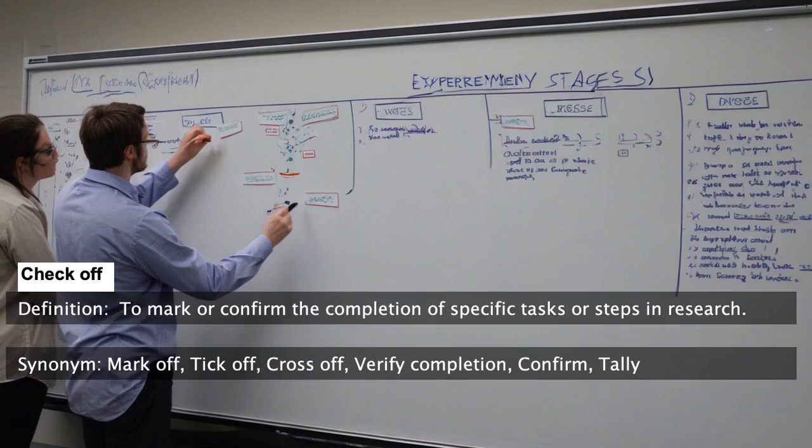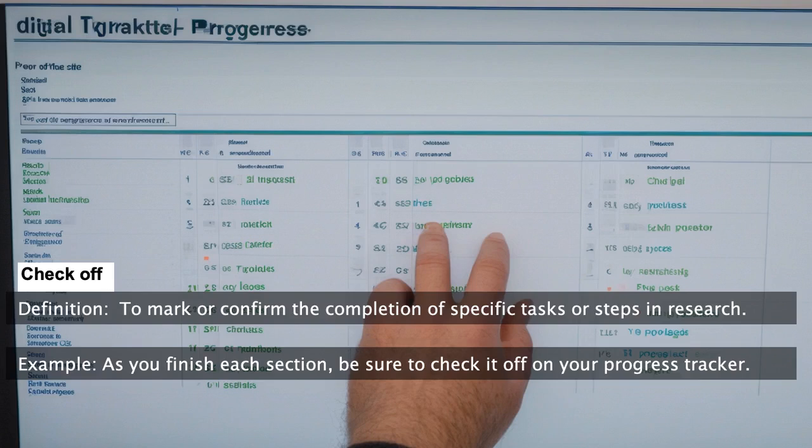Check off: to mark or confirm the completion of specific tasks or steps in research. Synonym for check off: mark off, tick off, cross off, verify completion, confirm, tally. As you finish each section, be sure to check it off on your progress tracker.